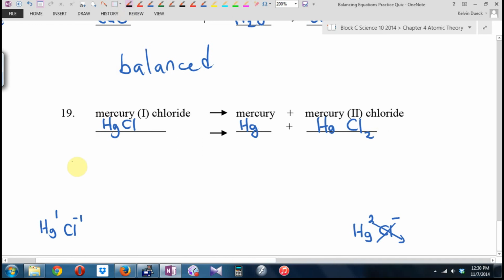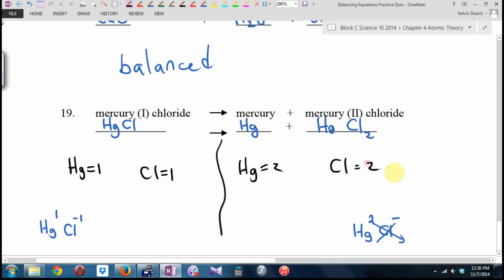Okay, how many Hg's on the left? 1. How many Cl's? 1. How many Hg's on the right? 2. How many Cl's on the right? 2. Oh! This balances just with a 2 there, I think.